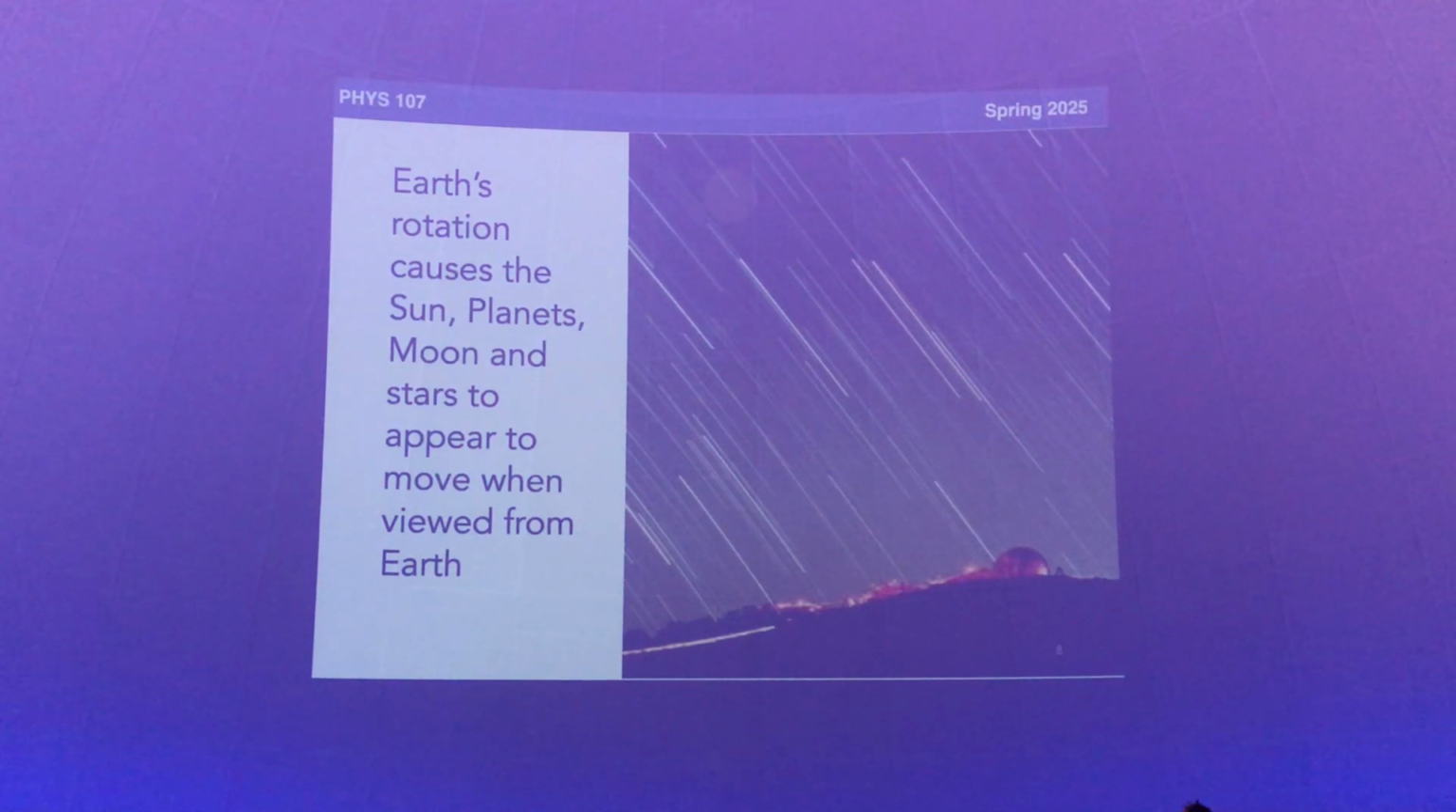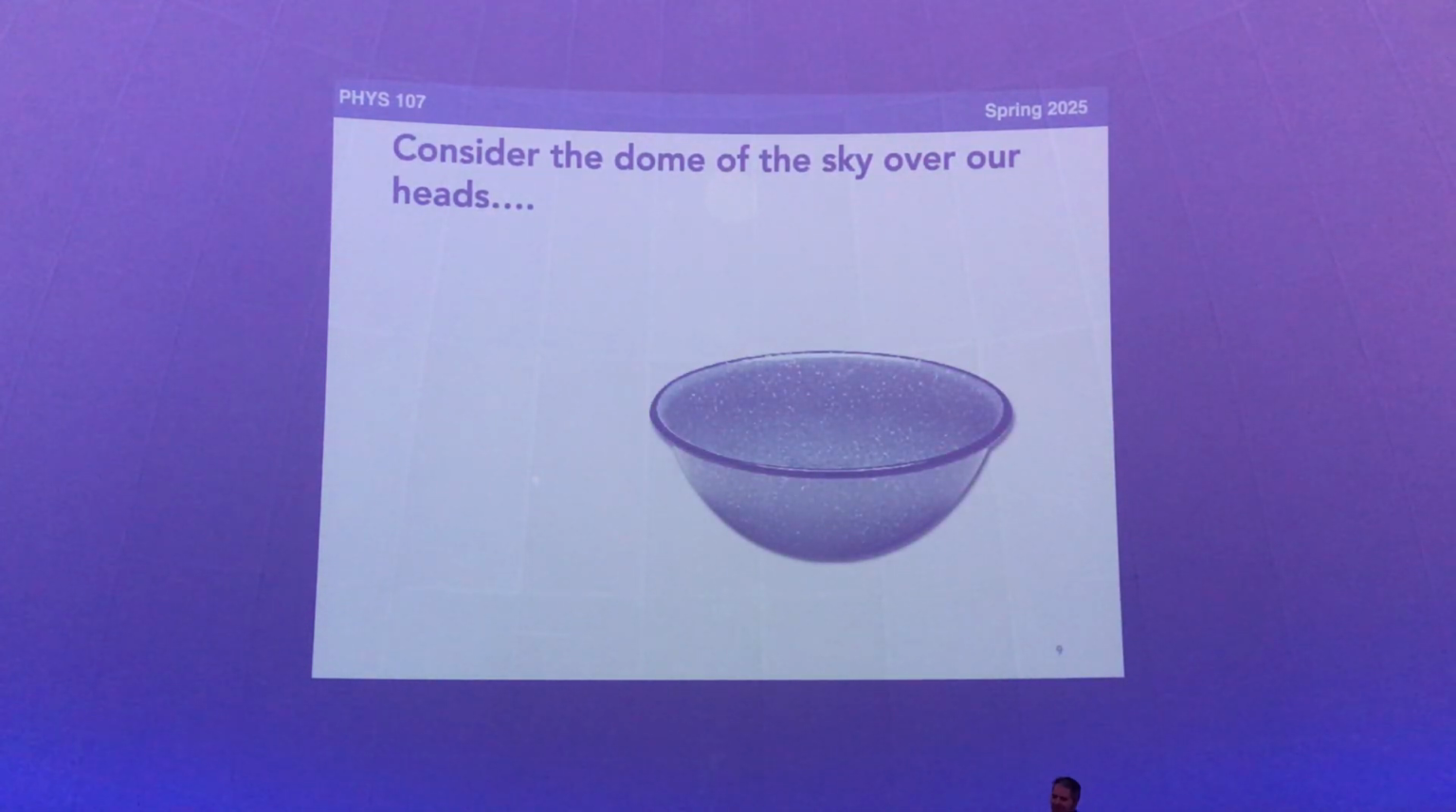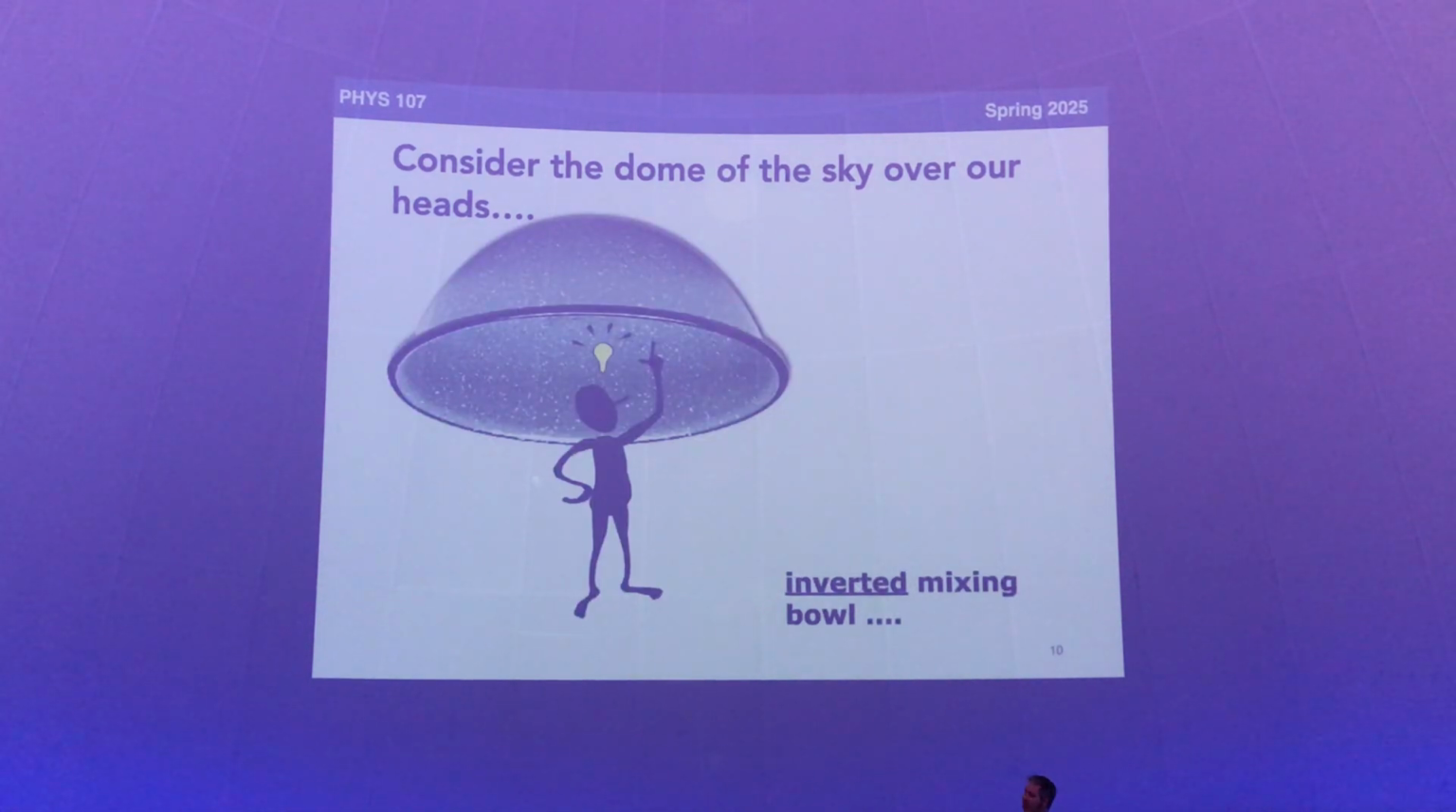So if we take a long exposure, you see stars, you get these star streaks as we rotate underneath. And so we also have a coordinate system for what we see overhead, right? This is the coordinate system that we've basically expanded from the Earth out. So this is what I'm looking at right now. It's an inverted mixing bowl. I like this because it has all the speckles.